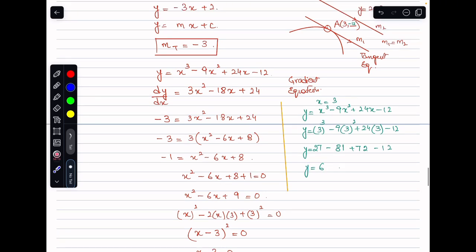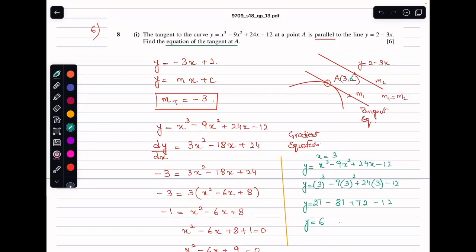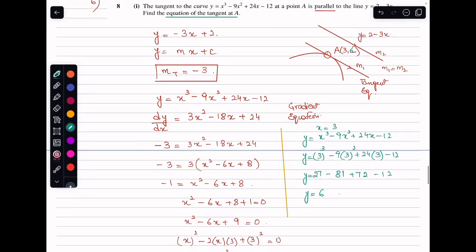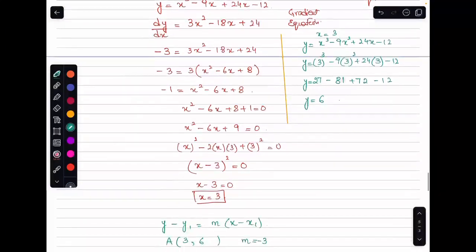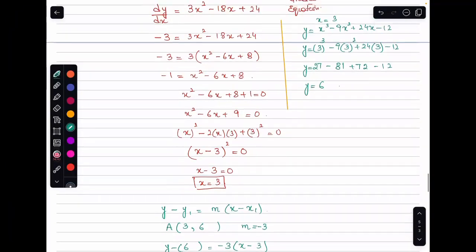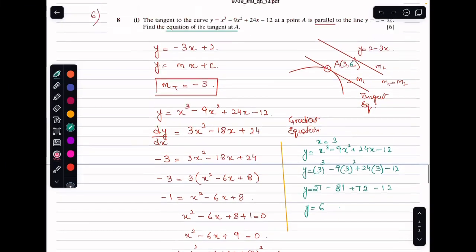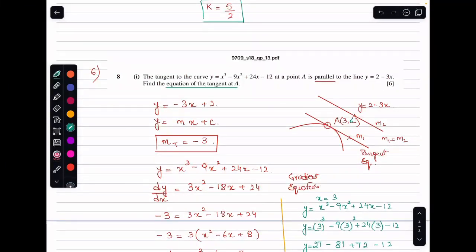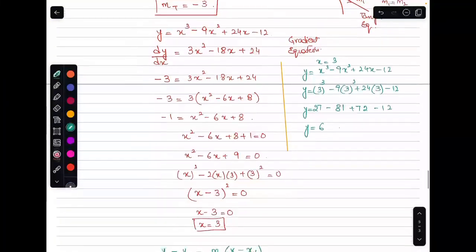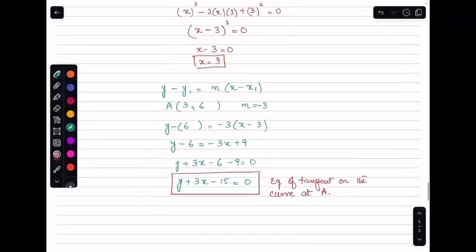Meaning this A here shall have the y coordinate as 6. The x coordinate was 3 and now the y coordinate becomes 6 here. So to get the tangent equation, I know that this is the point A, which is there for the tangent also, meaning on the tangent I do have the A coordinates, which is 3 comma 6. I do have the gradient value, so it will be easier now to find the tangent equation.